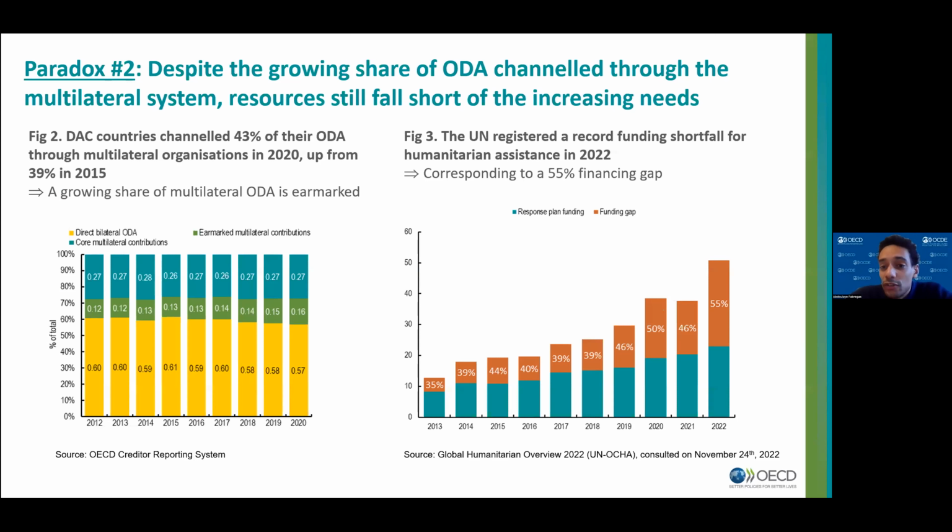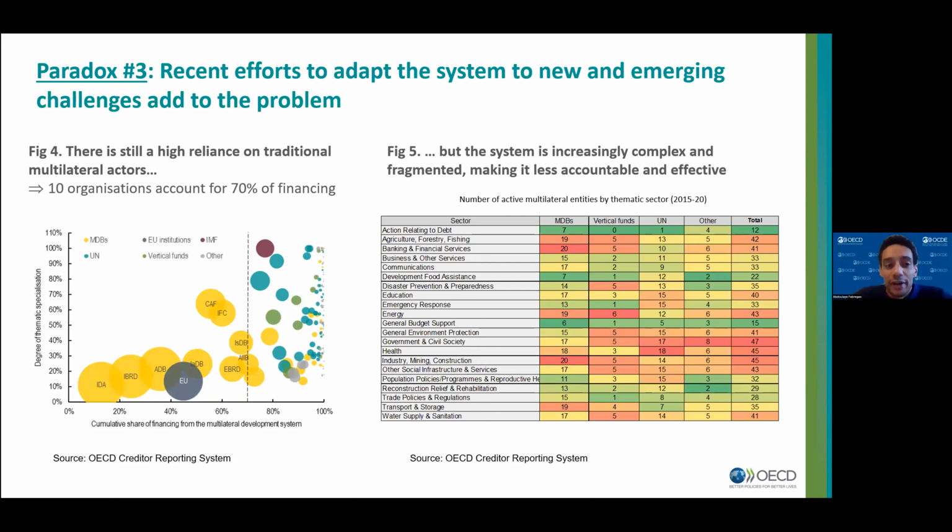And an illustration of that is provided with figure 3, which shows that in recent years, the UN registered growing funding shortfalls for humanitarian assistance, with 2022 being a record year, with I think more than half of the humanitarian financing needs being unmet. And this leads me to the third paradox, which is that recent efforts to adapt the system to new challenges and crises are somehow adding to some of the existing problems of the multilateral architecture.